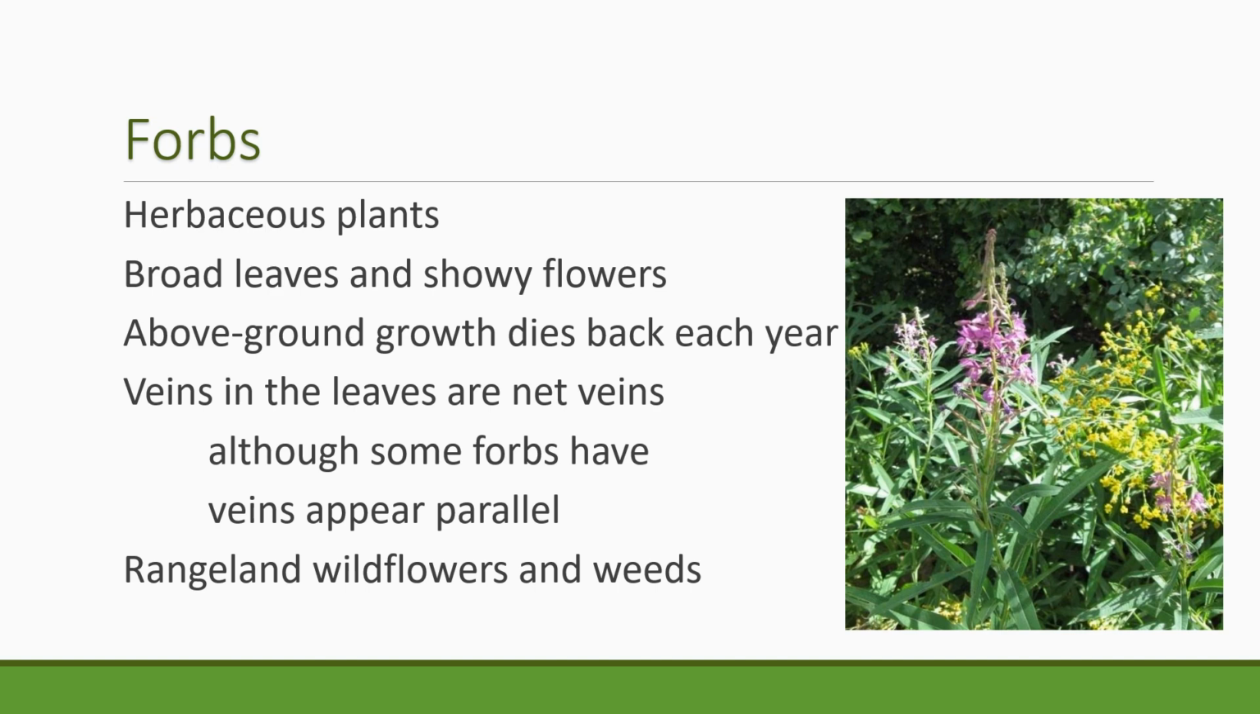When I say they're broad leaves, they're not usually linear and narrow, although sometimes they are. So it's maybe the diversity of leaves that's important. They die back to the ground every year, so that herbaceous material grows up and then it dies back to the ground every year. They don't have woody stems that persist throughout the winter. The veins of the leaves can be net-like, they can be parallel, they have many arrangements. Usually we think of them as net-like. And rangeland wildflowers and range weeds would be two groups of plants that are usually forbs.